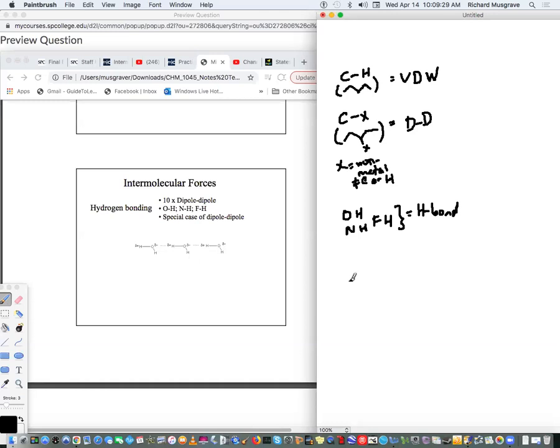Now the strength, or the relative strength, it will be hydrogen bonding is greater than dipole-dipole is greater than van der Waals.